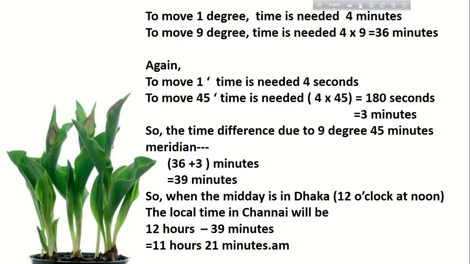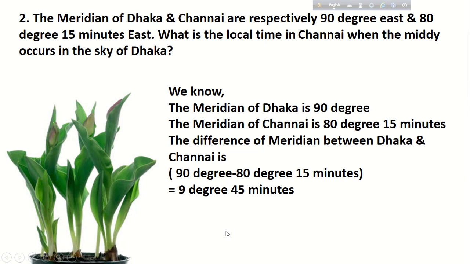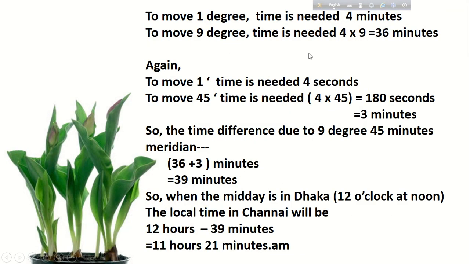We know to move 1 degree, the time needed is 4 minutes. So to move 9 degrees, the time needed is 36 minutes. Previously we got 9 degrees 45 minutes, so now we will do the calculation: first the 9 degrees, and next the 45 minutes. To move 9 degrees, the time needed is 36 minutes. To move 1 minute, the time needed is 4 seconds. To move 45 minutes, the time needed is 180 seconds. If we convert these 180 seconds, we get 3 minutes. Now we will add these 36 minutes and 3 minutes.